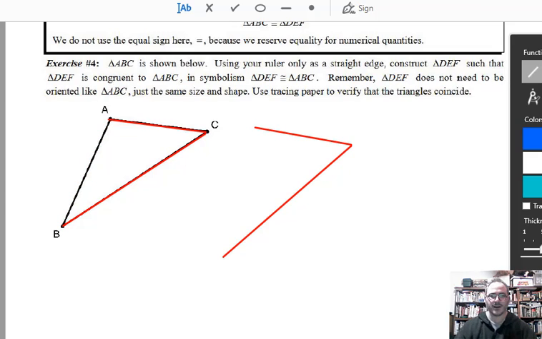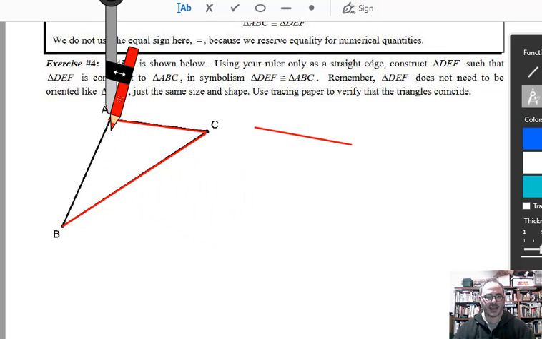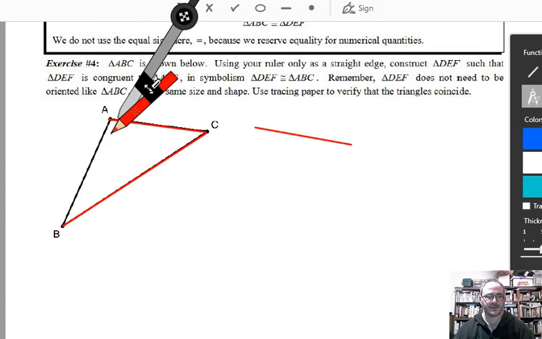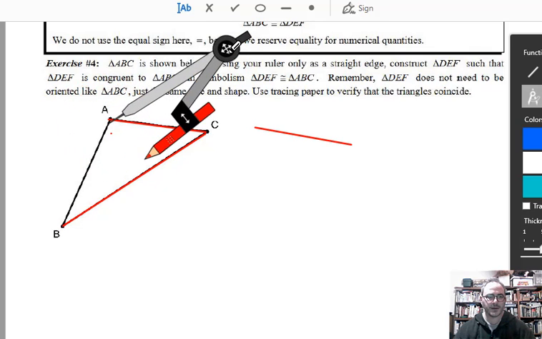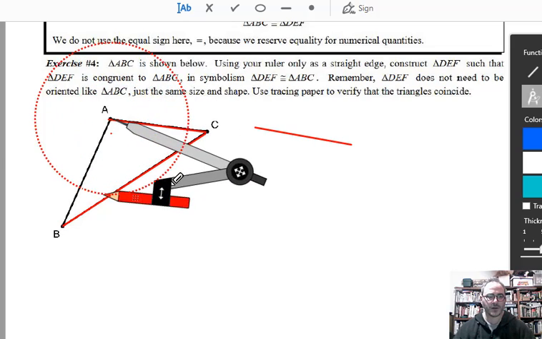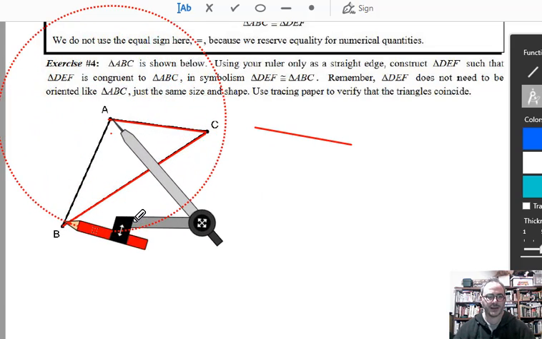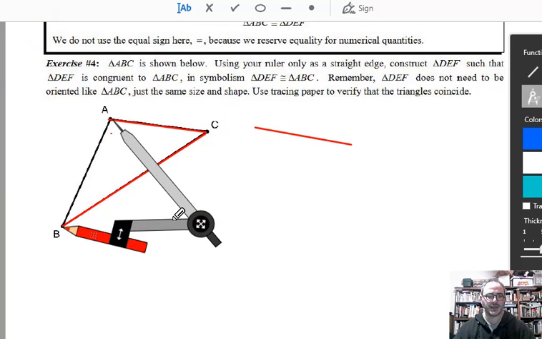And again, this is where the compass is our friend. I'm going to take a measurement starting right there, opening up my compass. Put that point right there, perfect. Open up my measurement until I get to B. There. I'm measuring to B.